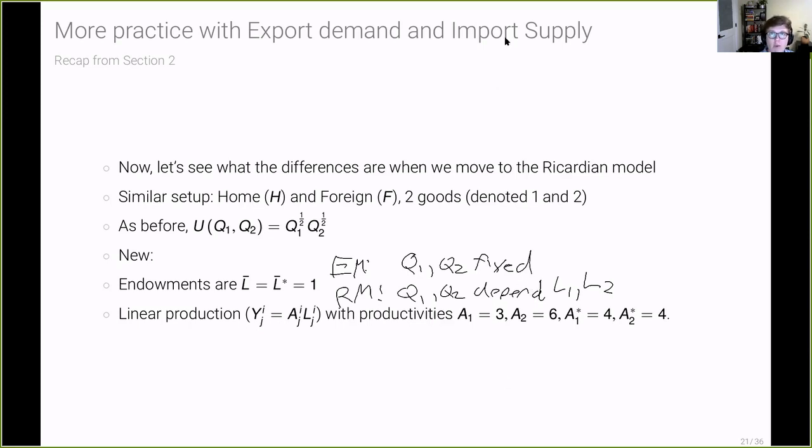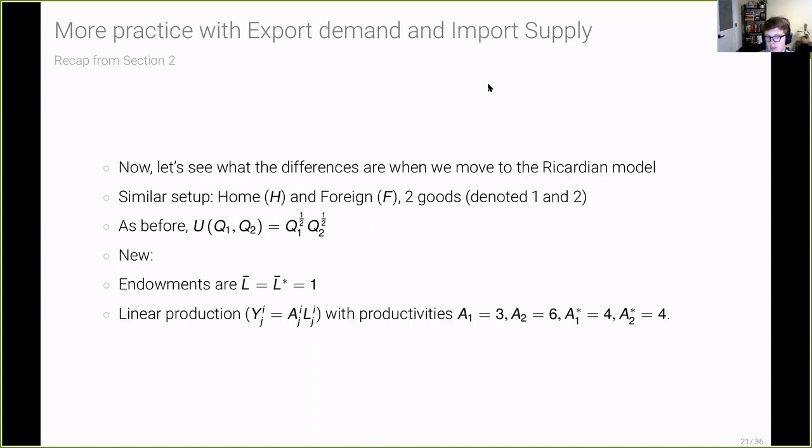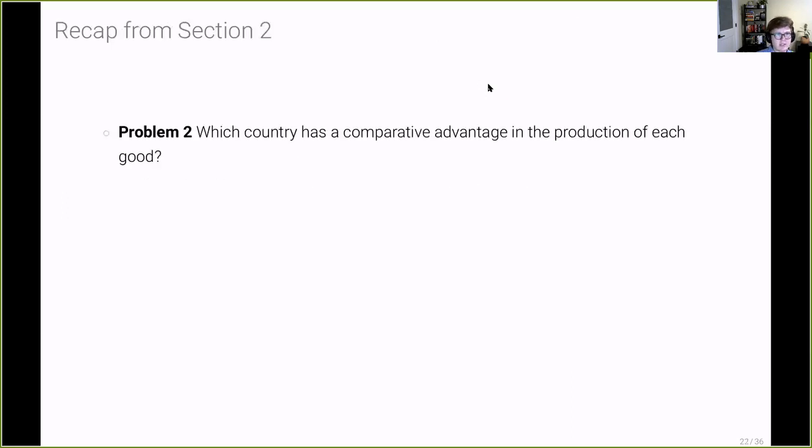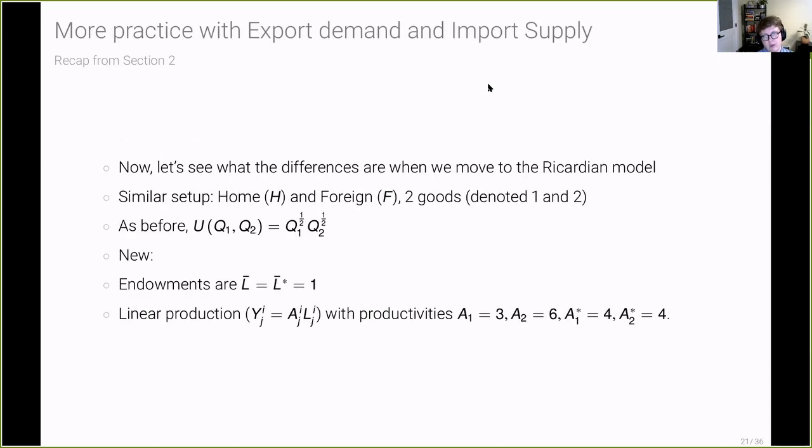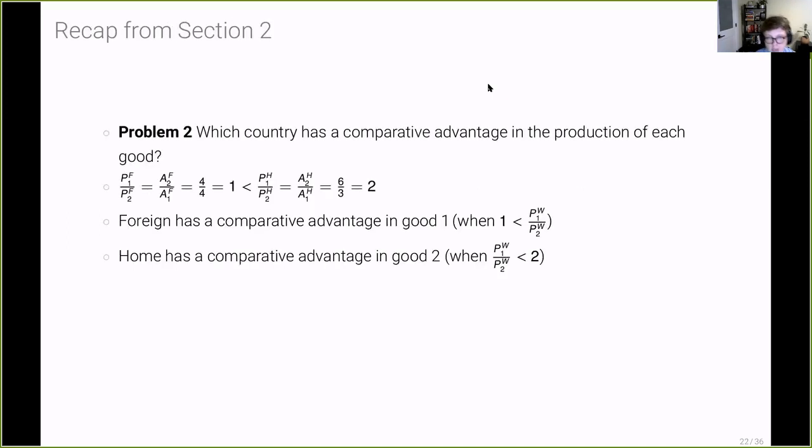And so what we really want to think is that production isn't going to be fixed. It's going to depend as a country finds different goods to be more or less profitable to produce. That's going to be the main difference between the endowment model and the Ricardian model. Otherwise, they're very similar in terms of their structure. I don't know if you'll remember, but this is the exact same setup as what we saw in section 2. So maybe those productivities look familiar, and the answer is because they are.